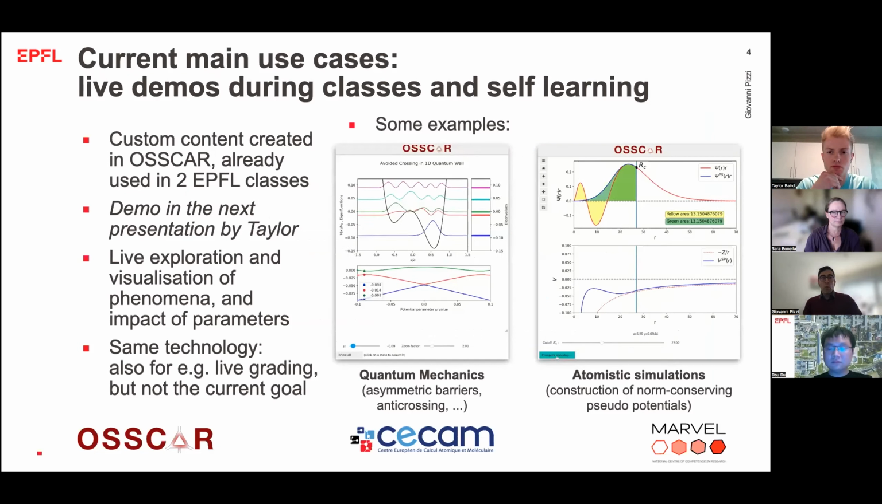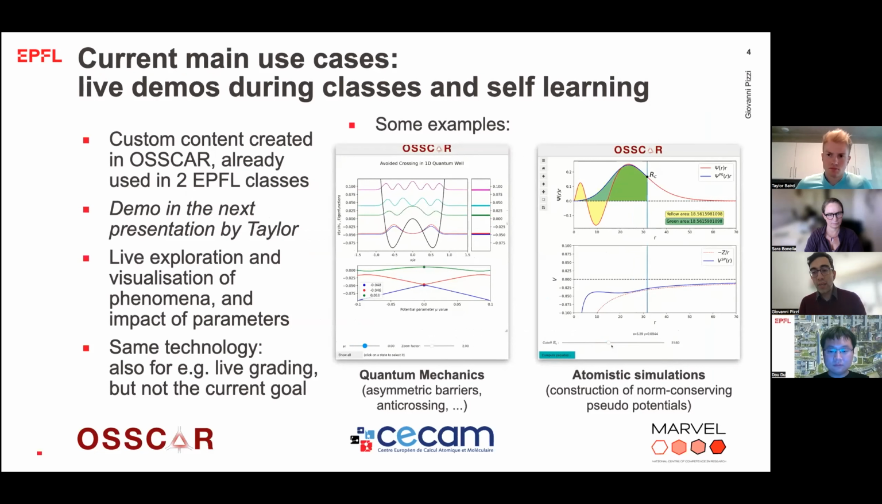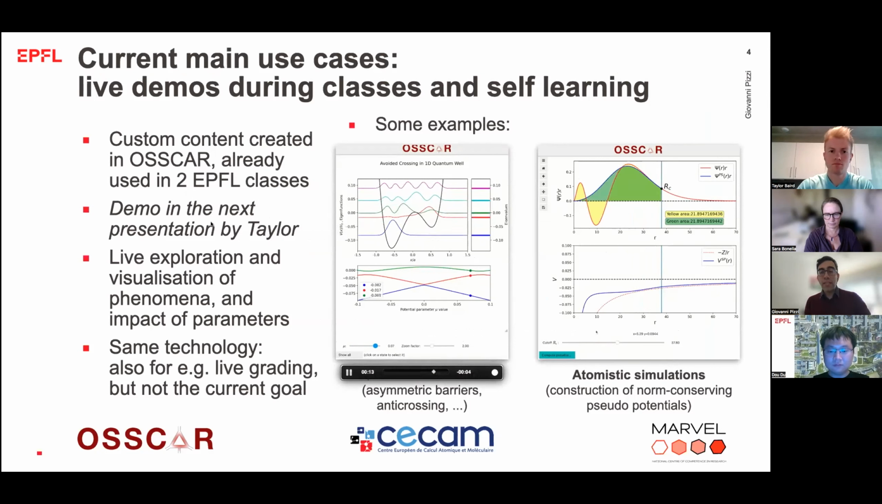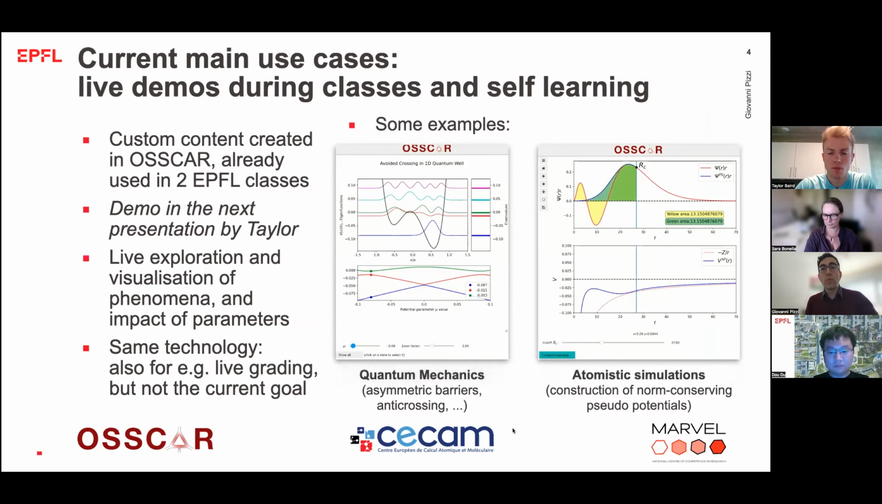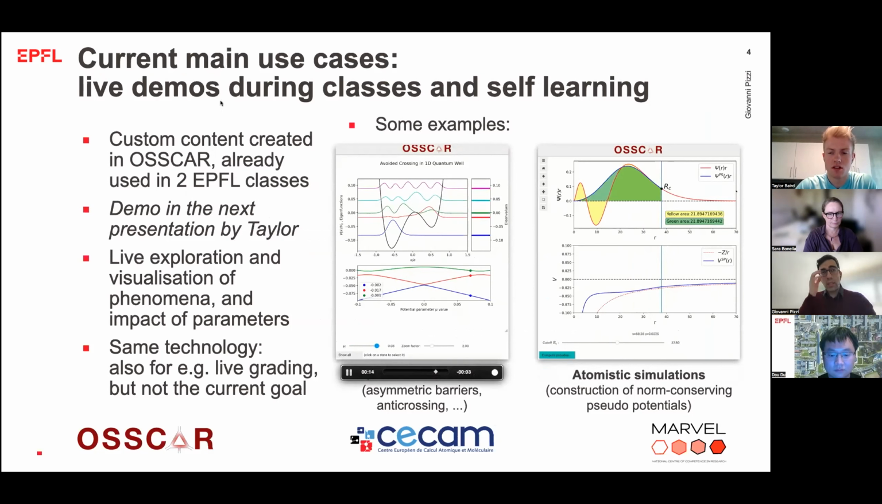In OSSCAR, we target 2 main use cases, which are having live demos during classes, as well as self-learning. And in the next presentation by Taylor we'll see a demo of one prototypical example. Here you see 2 little animations of 2 applications we've been developing, one for quantum mechanics on the left, and one more targeted to atomistic simulations with the construction of norm-conserving pseudopotentials. But the idea is that we try to address both needs at the same time.